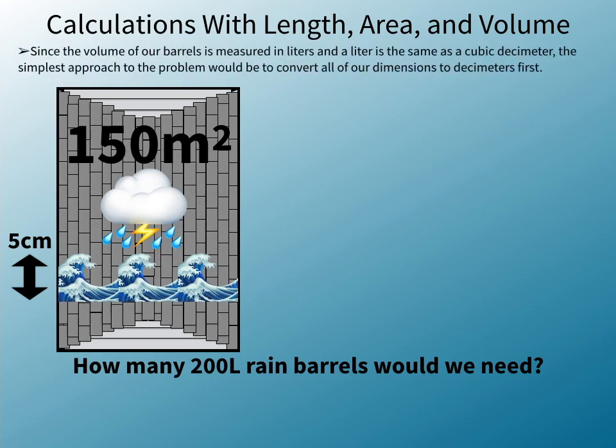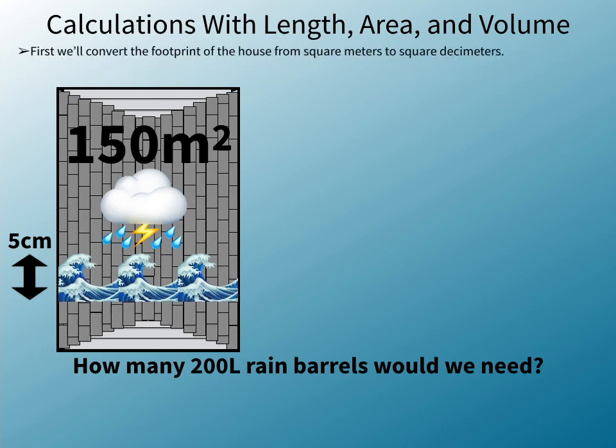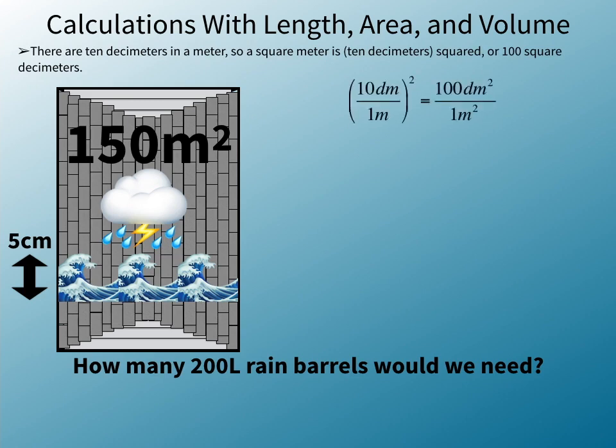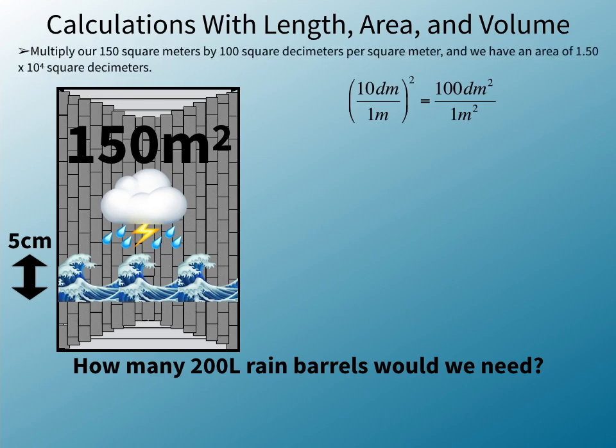Since the volume of our barrels is measured in liters, and a liter is the same as a cubic decimeter, the simplest approach to the problem would be to convert all of our dimensions to decimeters first. First, we'll convert the footprint of the house from square meters to square decimeters. There are 10 decimeters in a meter, so a square meter is 10 decimeters squared, or 100 square decimeters. Multiply our 150 square meters by 100 square decimeters per square meter, and we have an area of 1.50 times 10 to the fourth square decimeters.